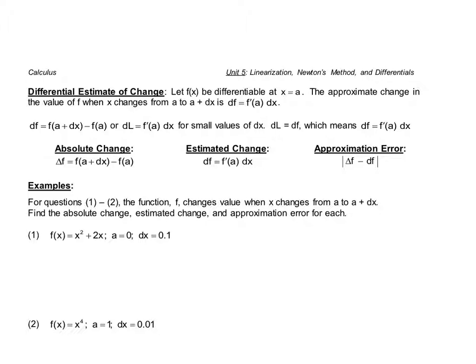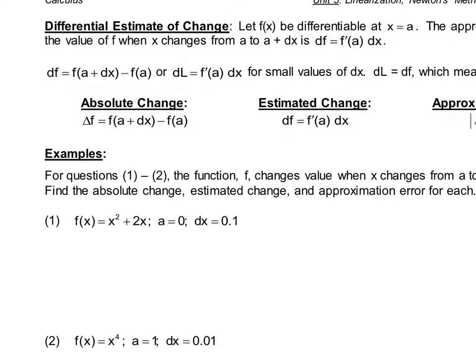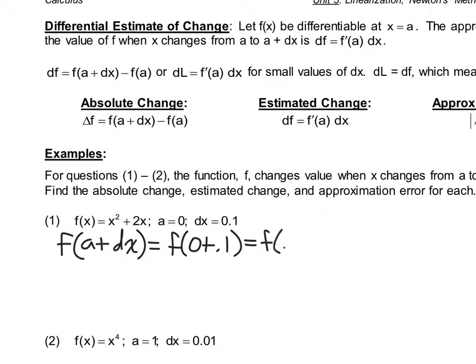All right, so we're going to find the absolute change. It says f of a plus dx. They gave us an a, they gave us a dx. So let's figure out that part first. That would be f of 0 plus 0.1. So f of 0.1. That's taking a 0.1 and plugging it into your original function.